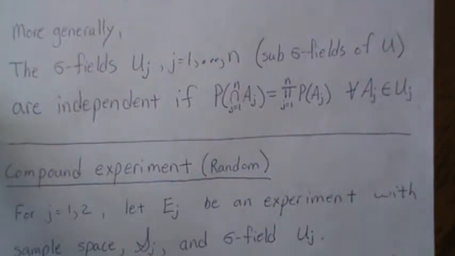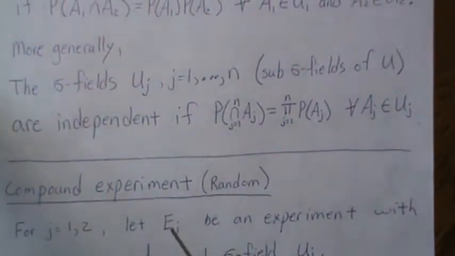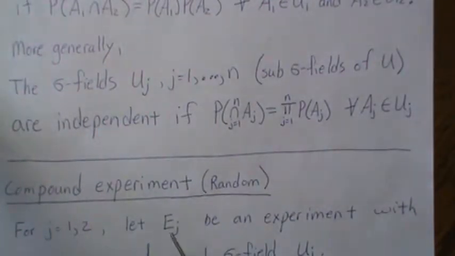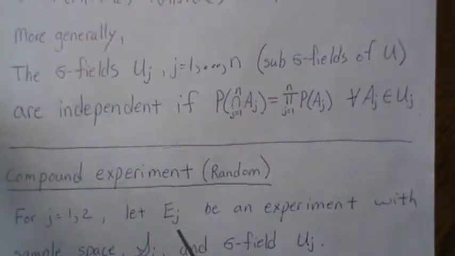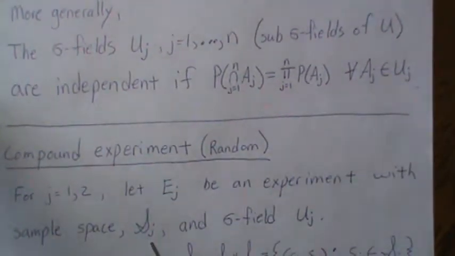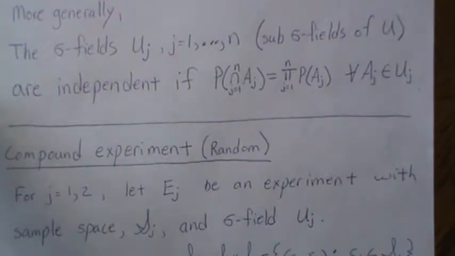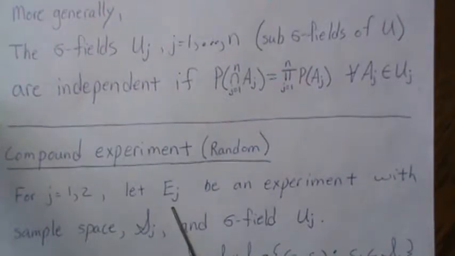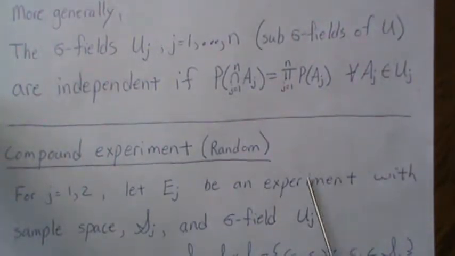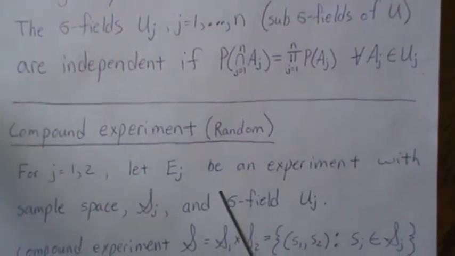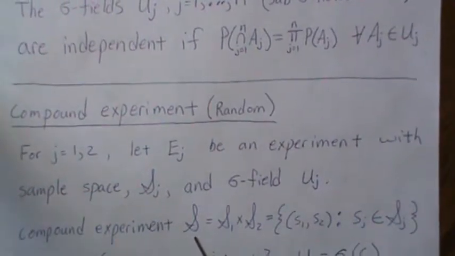So now let's look at compound experiments. Let experiment E_j, so there are two experiments, E1 and E2, and they each have their own sample space and their own sigma field associated with it. For example, if we roll a die, and then we pick it up and roll it again, then we have two experiments that we think are independent from one another. But that's in a second. So what does the compound experiment S look like? S is our sigma field of this compound experiment, and we represent it by S1 cross S2, which are these tuples.